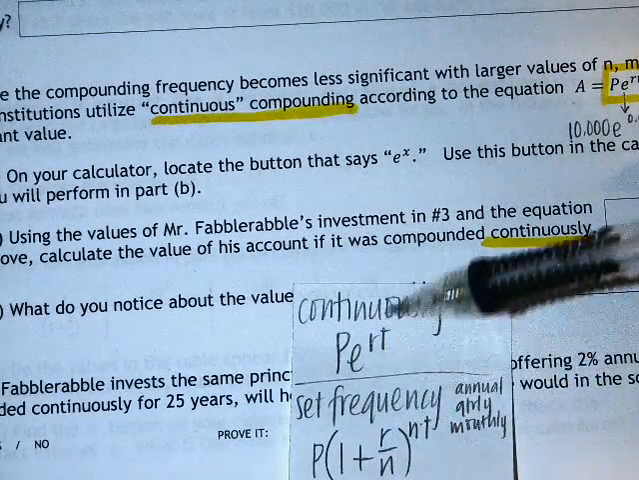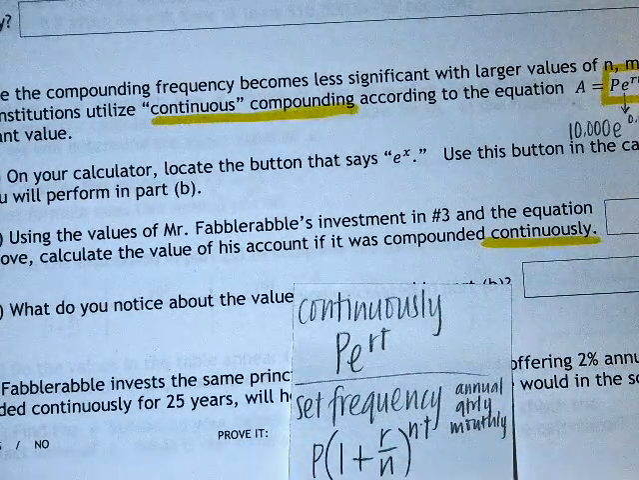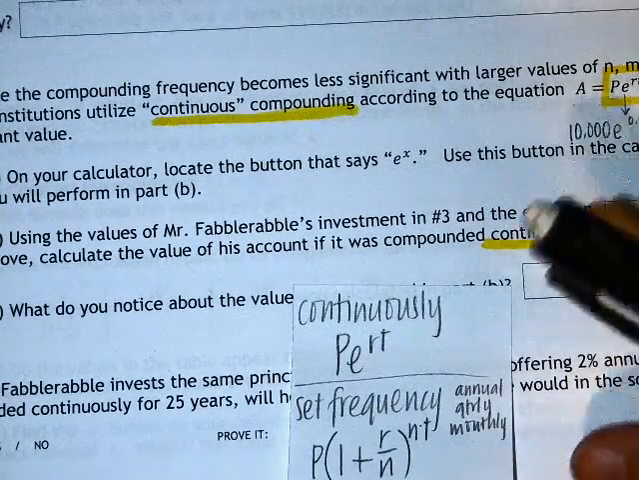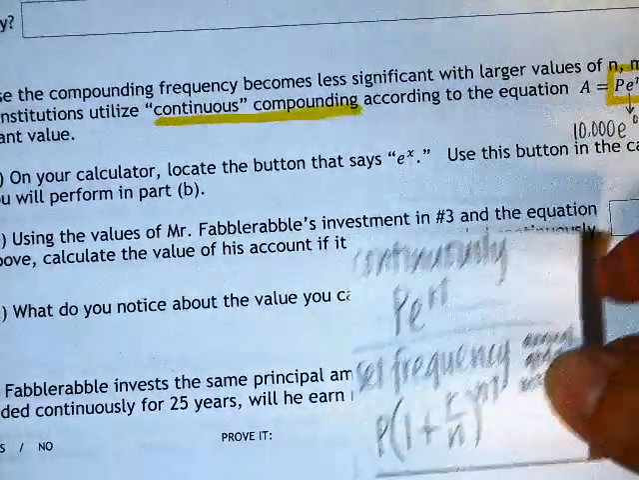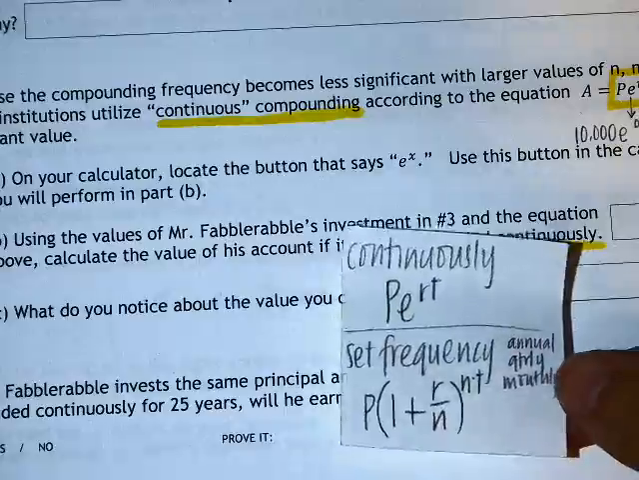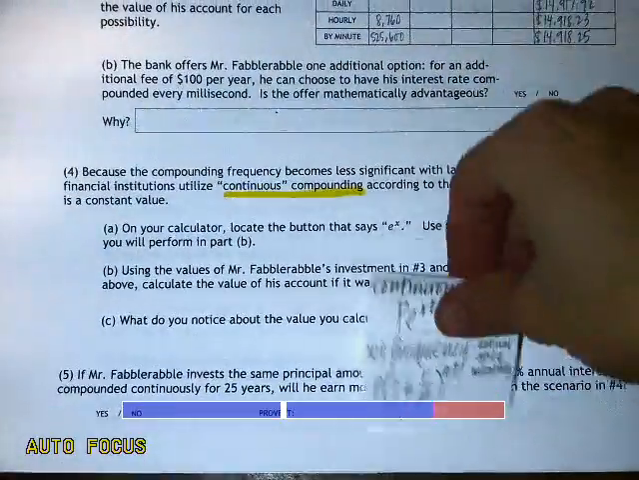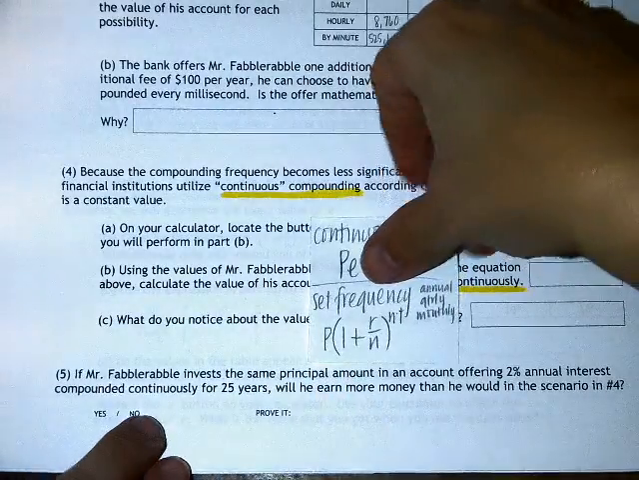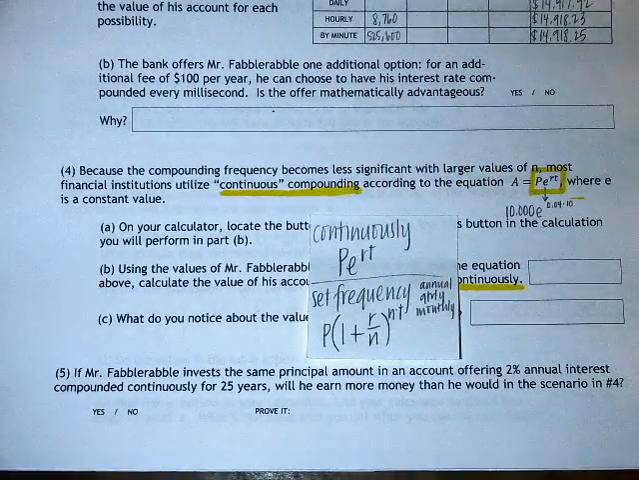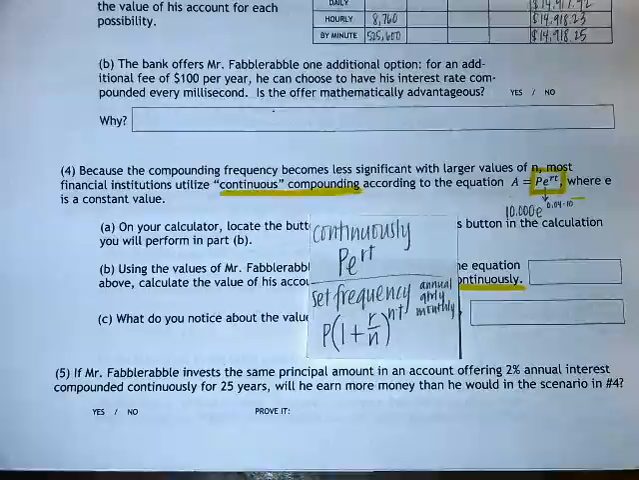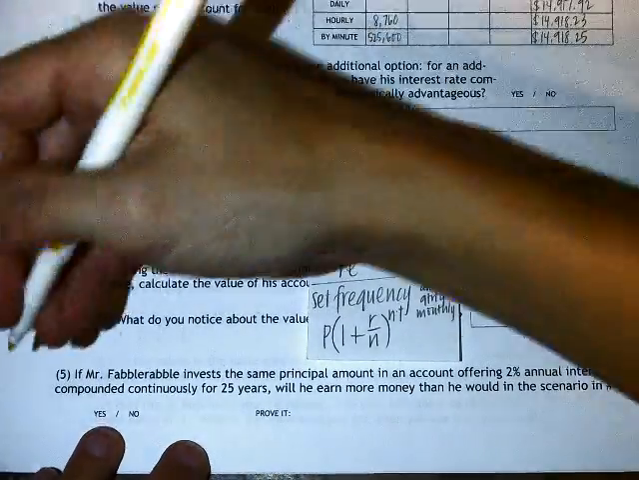But these are the two types of compounding problems you're going to encounter on the next page, and it may be worth having a little note to yourself so that you know when you read the question what keywords to pay attention to. If I read question number 5, we've got this guy investing the same principal amount, so assuming it's the same guy from the whole page, in an account offering 2% annual interest compounded continuously.